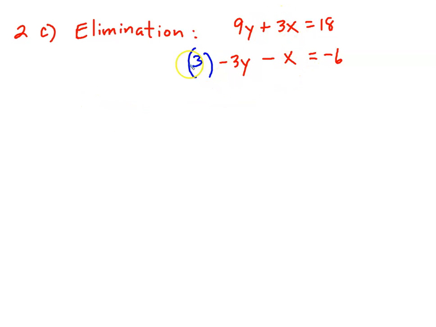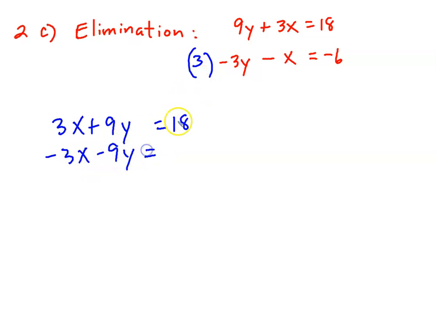First of all, I'm going to turn this around. I just like for it to be in order, x, then y. If you didn't turn it around, it would be okay. So 3 times -x is -3x, 3 times -3y is -9y, and this is -18. And so we're going to eliminate with addition. Well, both variables cancel. 18 plus -18 is 0.